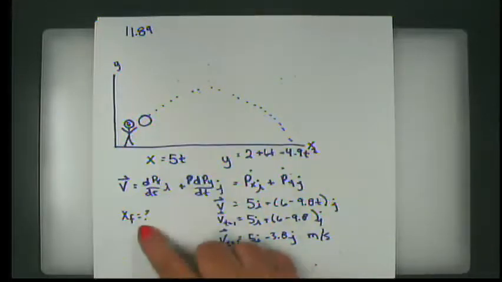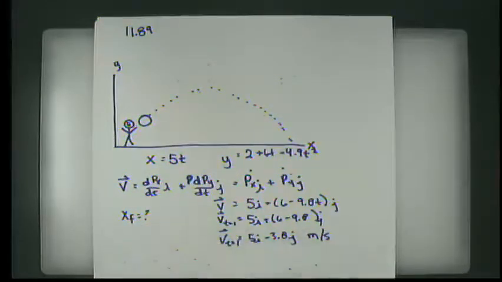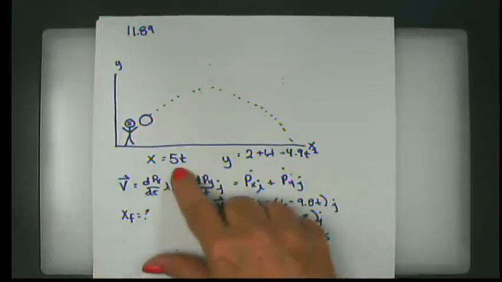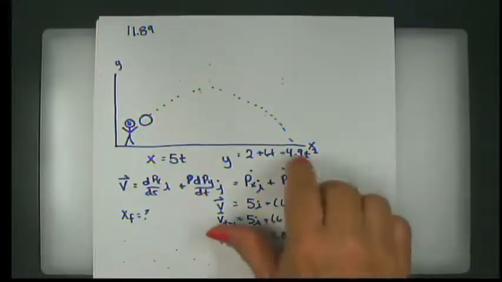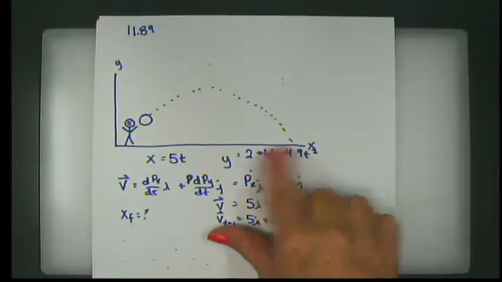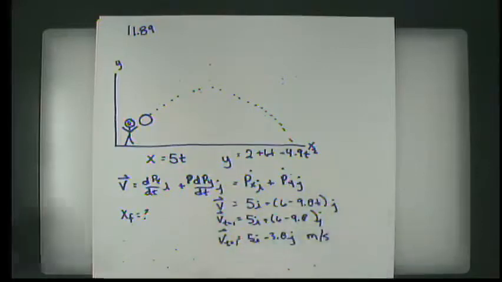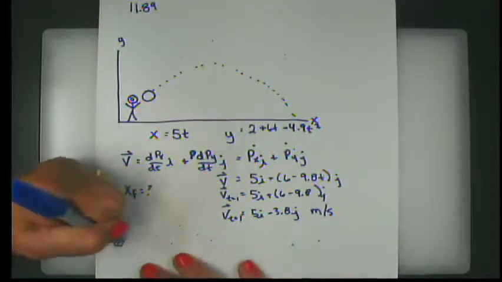But that answers the question. So what's x sub final? Well, the real question is, if I just plugged it in here, it would depend on how much time there was. So what I need to do is determine how much time there is using the y equation. And what's the kicker? What is the tie-in? Ha! Very good.